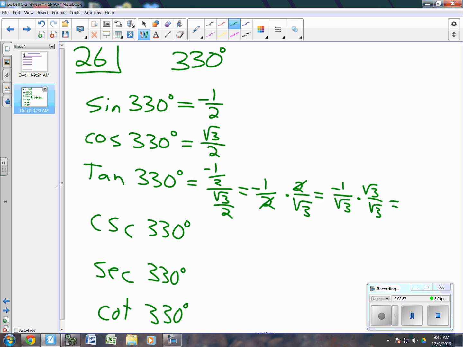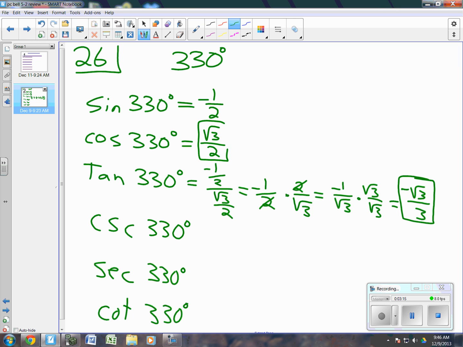And we can multiply straight across. -1 times the square root of 3 is the negative square root 3. And square root of 3 times the square root of 3 is 3. And there's our answer as far as tangent goes.